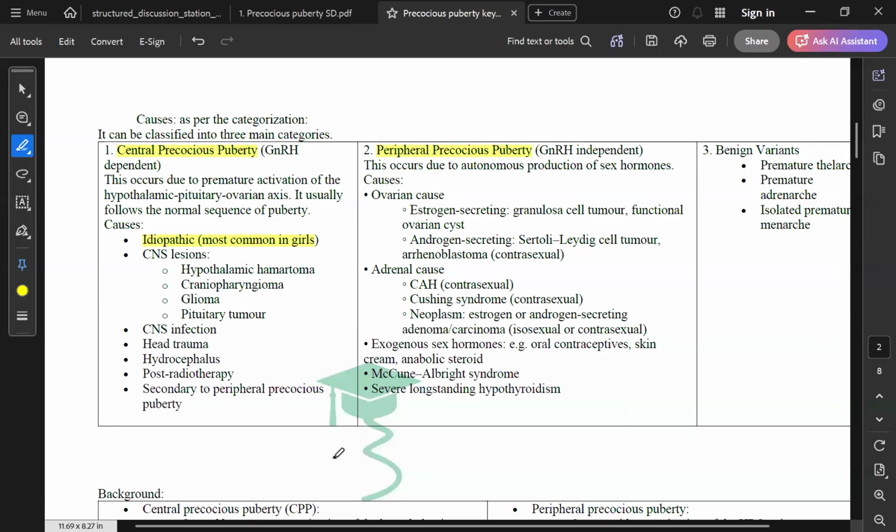examiner. Like you said, the peripheral precocious puberty could be an ovarian cause or an adrenal cause. You mentioned all these things. Make sure you don't forget McCune-Albright syndrome and exogenous sex hormones. The girl can come across oral contraceptive pills, skin creams, cosmetics, right? Anabolic steroids. That could be the reason. So these are all going to be peripheral precocious puberty. Benign variants, again, are one of the differentials.